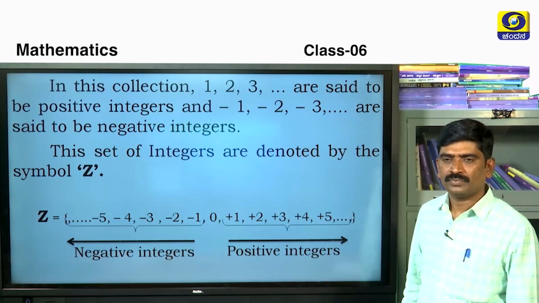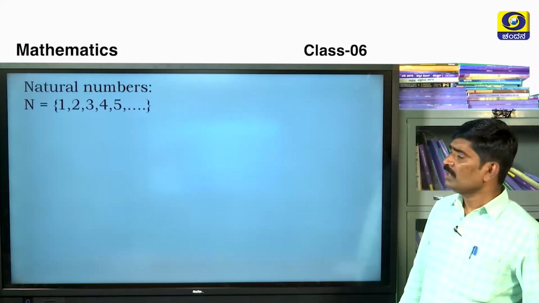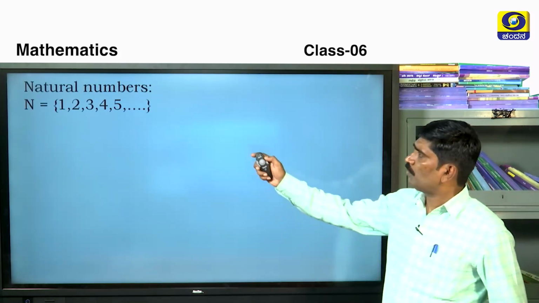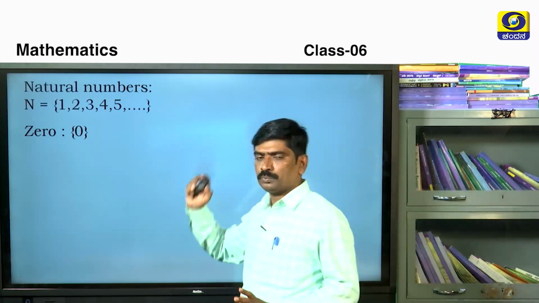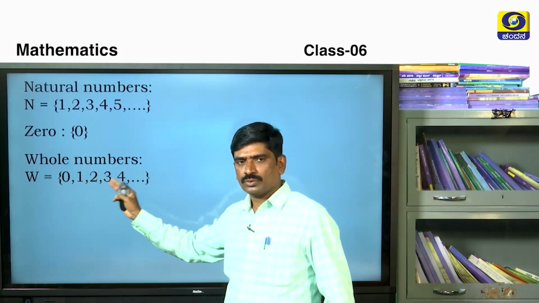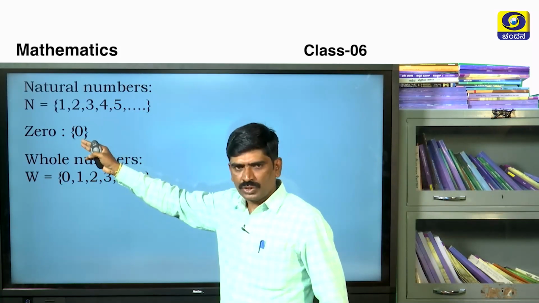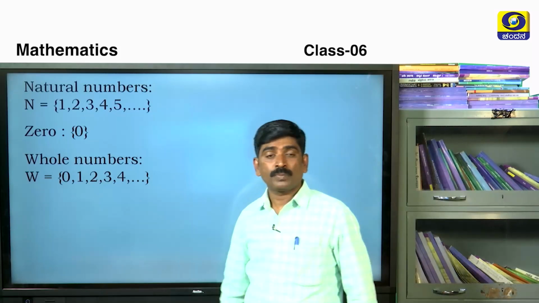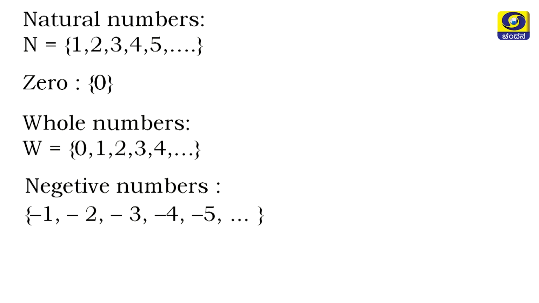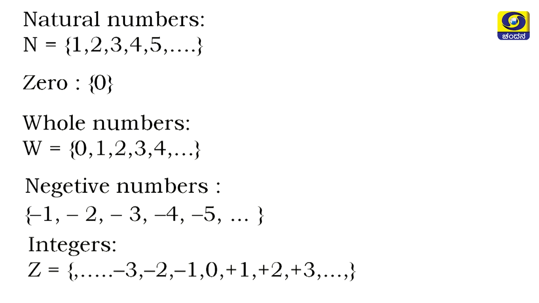Okay. Next, natural numbers. N is equal to 1, 2, 3, 4, 5. This is 0. Next, whole numbers. W is equal to 0, 1, 2, 3. When natural numbers include 0, then we get whole numbers. Then negative numbers. When we know about negative numbers, then we learn about integers, that is negative integers, positive integers, with 0.